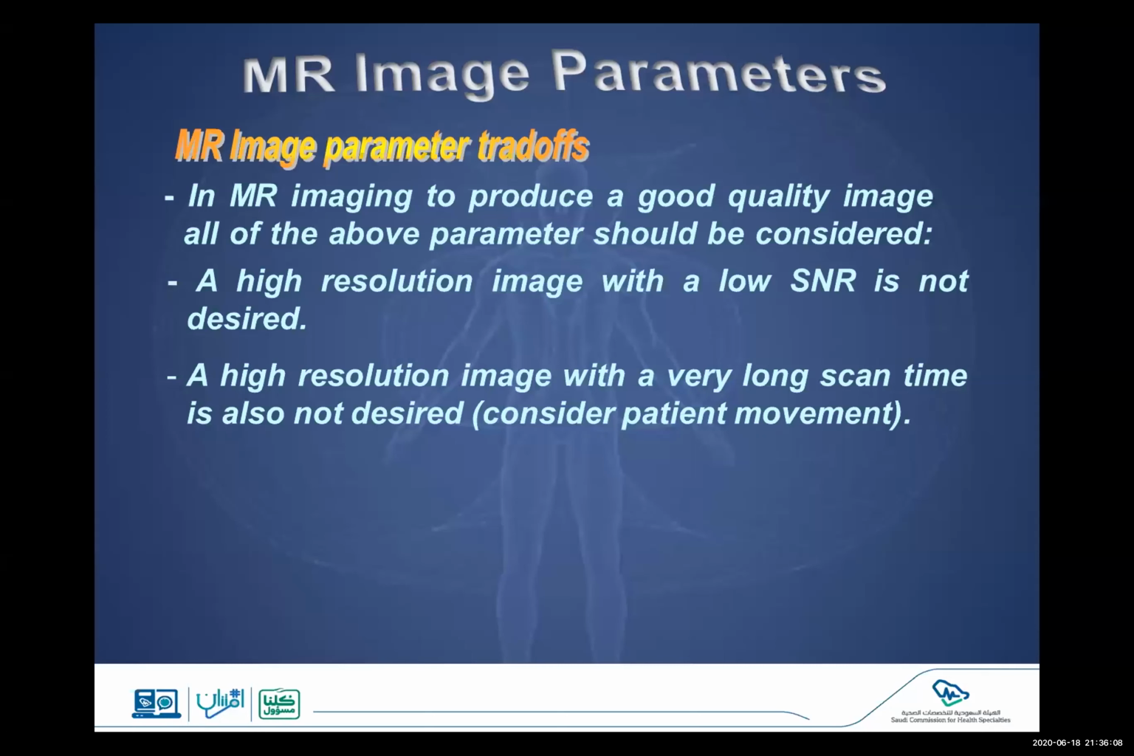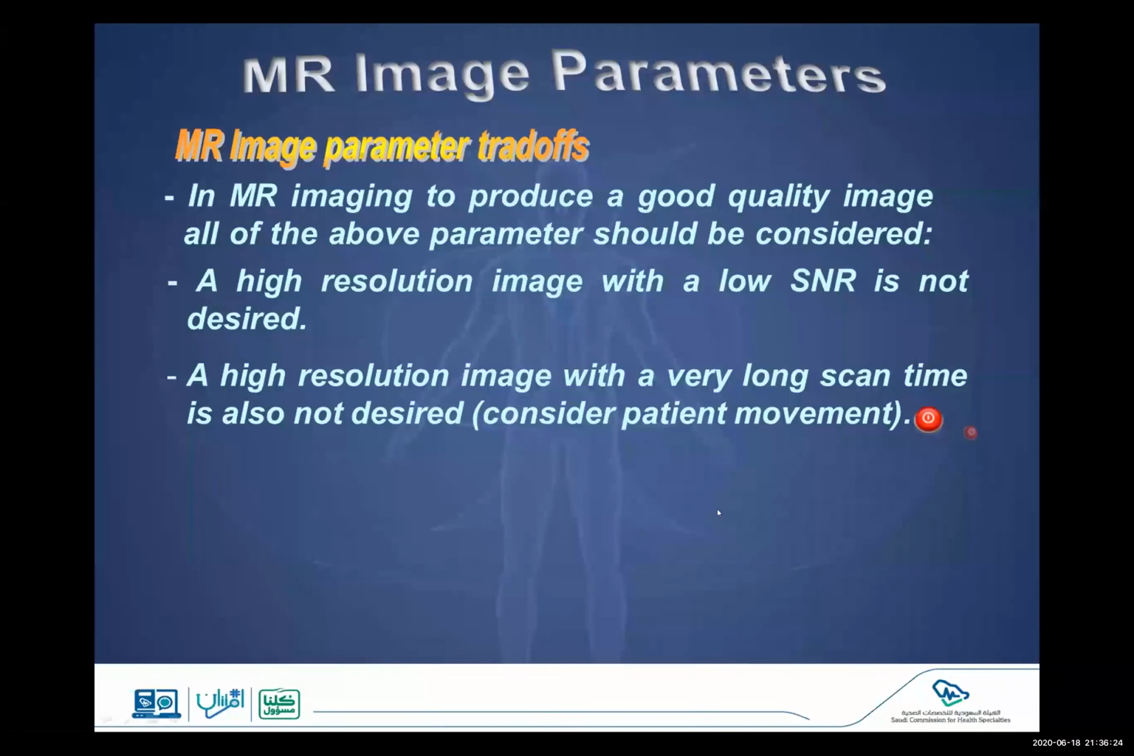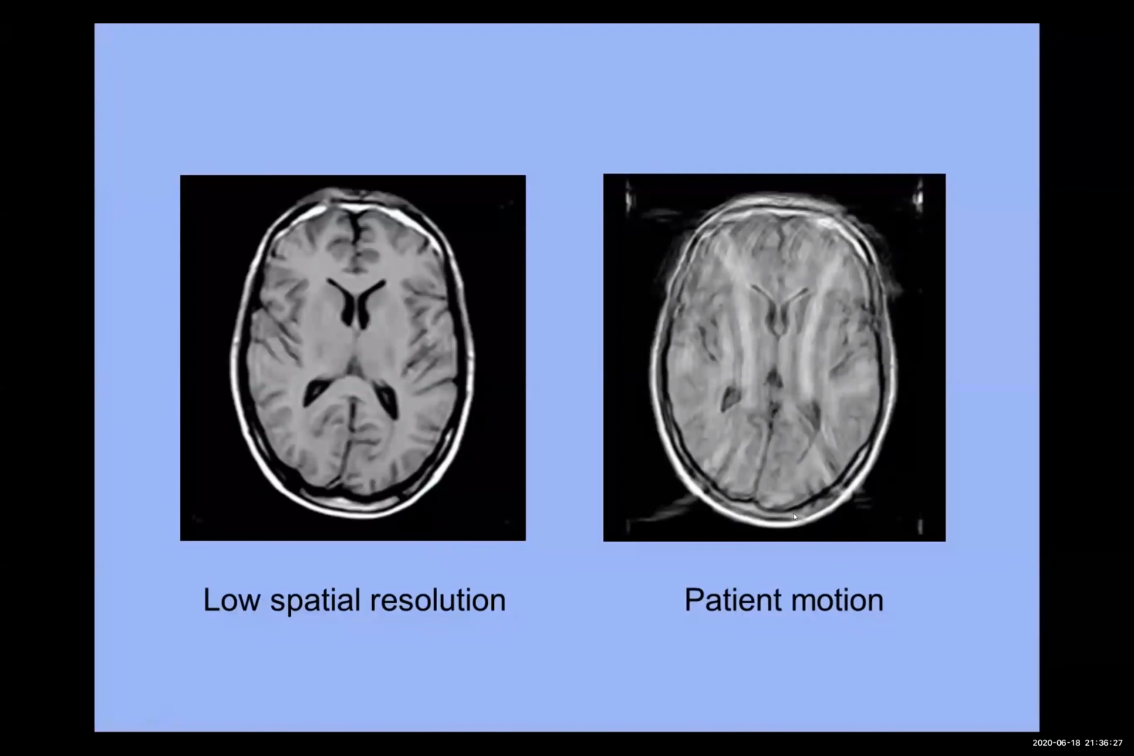So a high resolution image with a low signal to noise ratio is not desired. Again, a high resolution image with a very long scan time is also not desired. The patient can move and he can destroy all of your work. For example, you can take a high number of averages, but the patient will move, and again, it will not be good. So patient motion is a challenge.